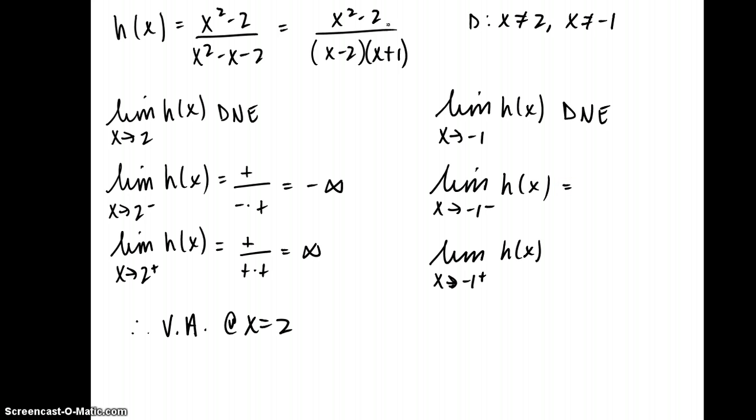Plugging into the left of negative 1 into the numerator would give me a negative numerator, and both factors on the denominator would be negative as well. So the one-sided limit would approach negative infinity. Negative 1 from the right-hand side would give me a negative numerator. My first factor would be negative, my second factor would be positive. So from the right of negative 1, I would approach positive infinity. So what can we conclude? Vertical asymptote at x is equal to negative 1 as well.